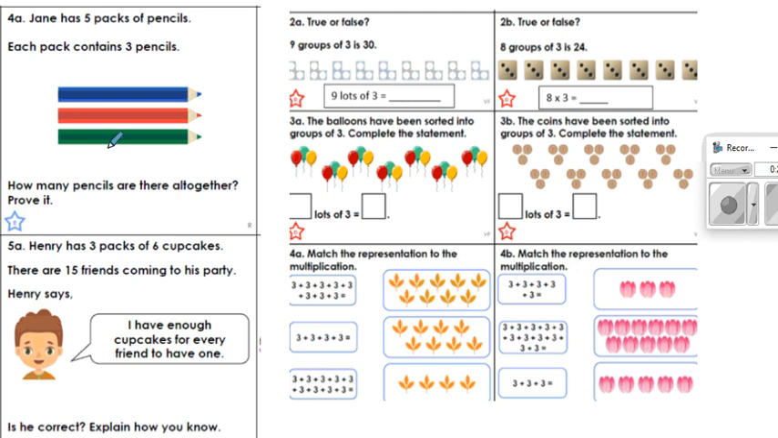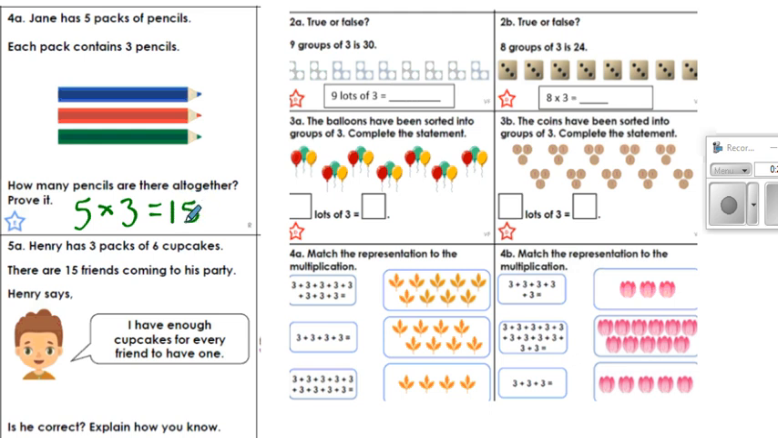Let's look at this one first. Jane has 5 packs of pencils. Each pack contains 3 pencils. How many pencils are there all together? 5 packs, 3 pencils, 5 times 3. I know straight away that that's 15. And I know that because I've learned my 5 and my 3 times tables.